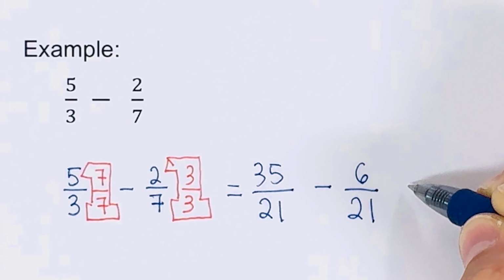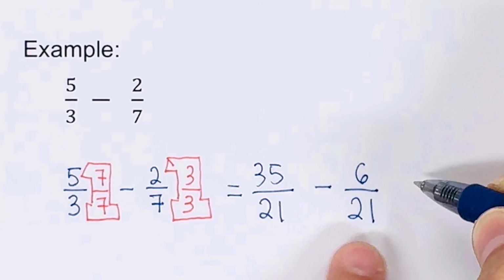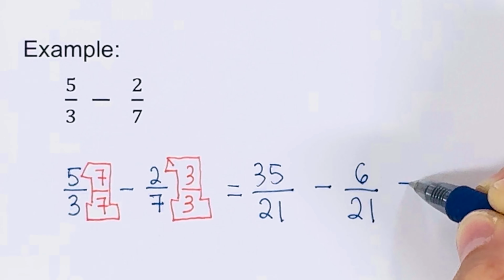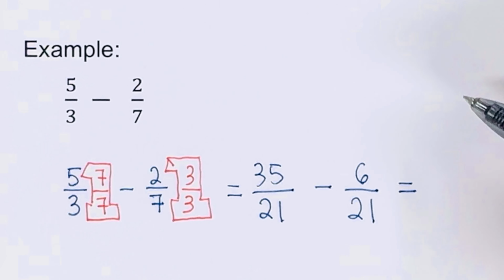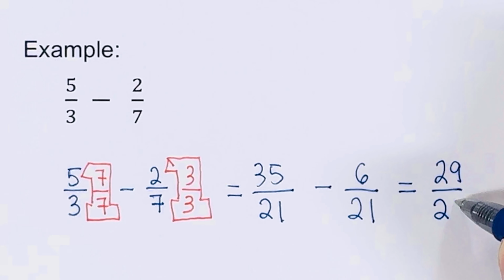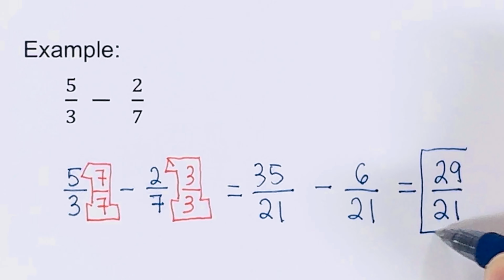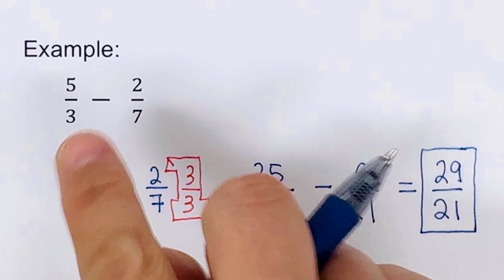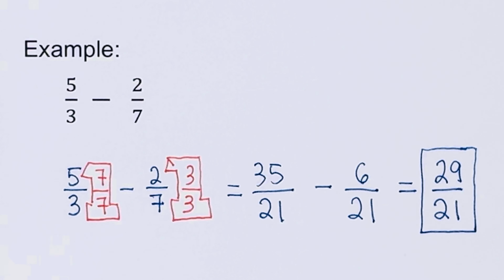So all we need to do is, we already have the same denominator, so we just have to subtract them. 35 minus 6 is 29, and that is over 21. So this is the difference between these two fractions. Now let's have another example.